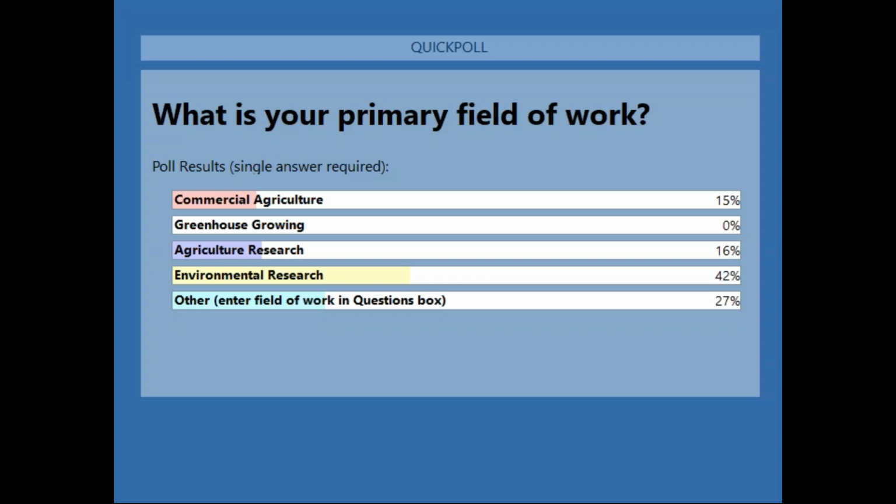And about 15% of you are commercial growers. About the same percentage are doing agricultural research. A big chunk of you, almost half, are doing environmental research. And 27% are in other.